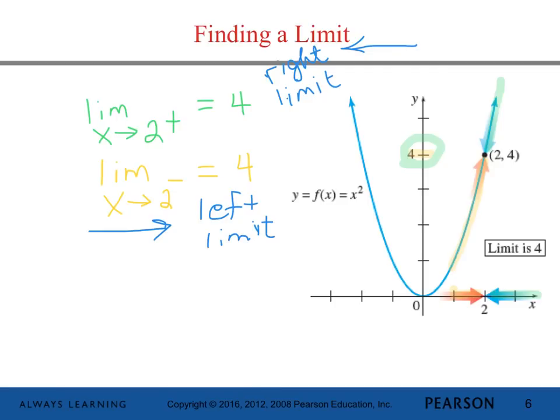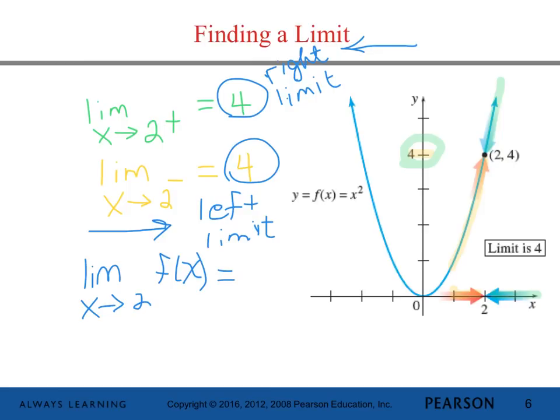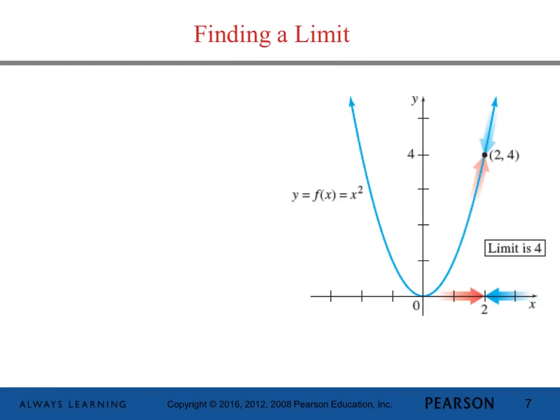And one of the things that we're going to learn is because the right limit and the left limit both equal 4, what we're going to say later on is that the two-sided limit does exist, and that the limit as x approaches 2 of f of x is equal to 4. And that's why we say the limit is 4.